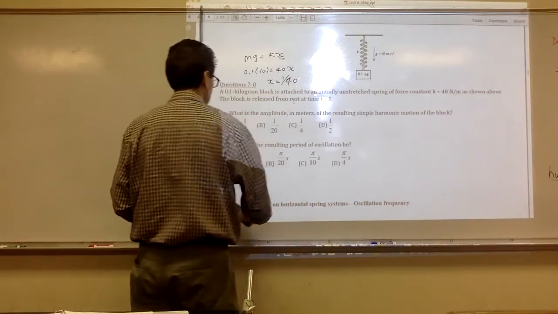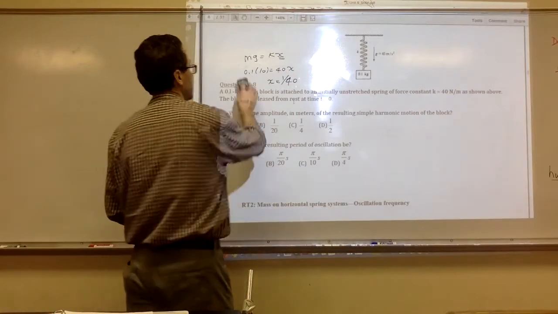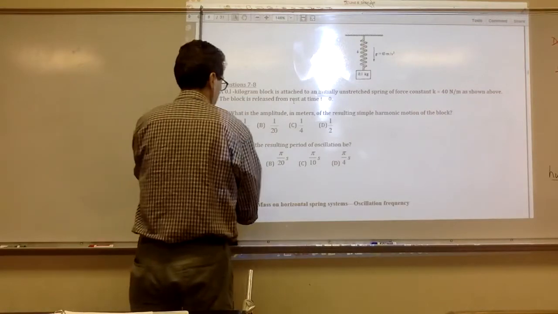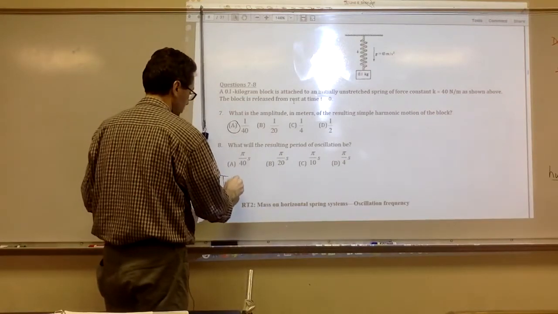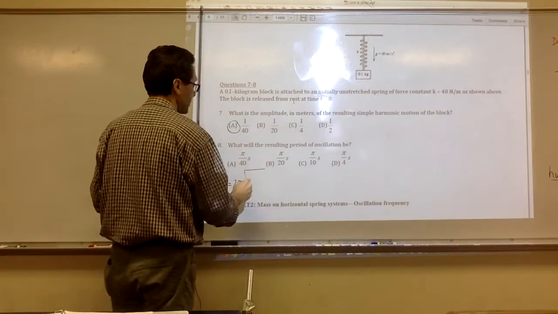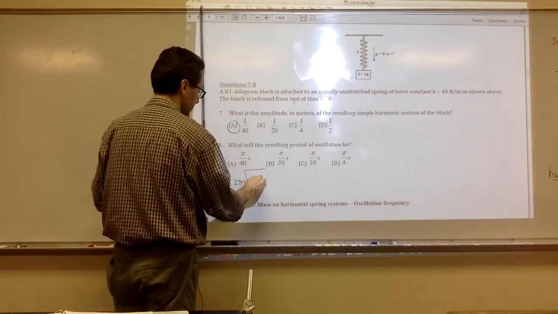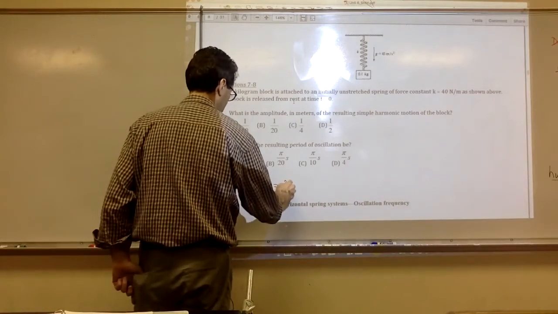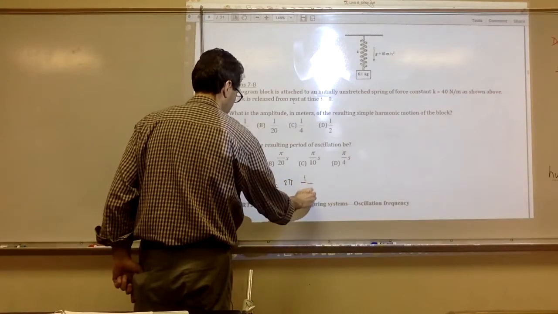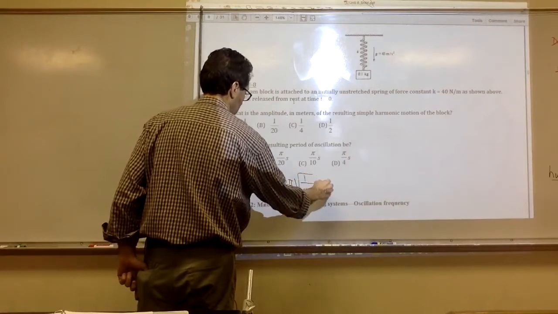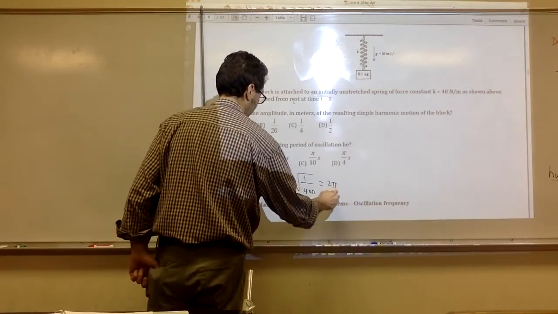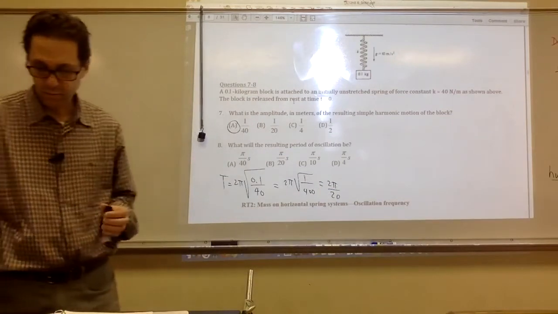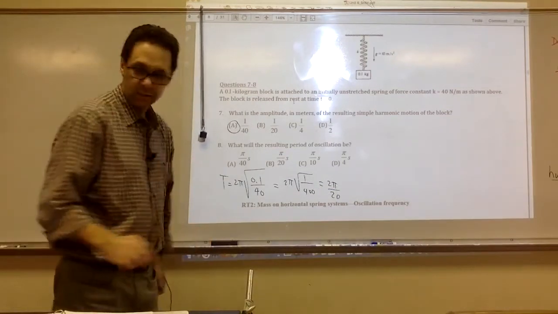What will the resultant period be? T equals 2 pi square root of the mass over k, so this is going to be 2 pi, 1 over, I guess, 400. So this is going to be 2 pi over 20. So the answer is C, pi over 10.